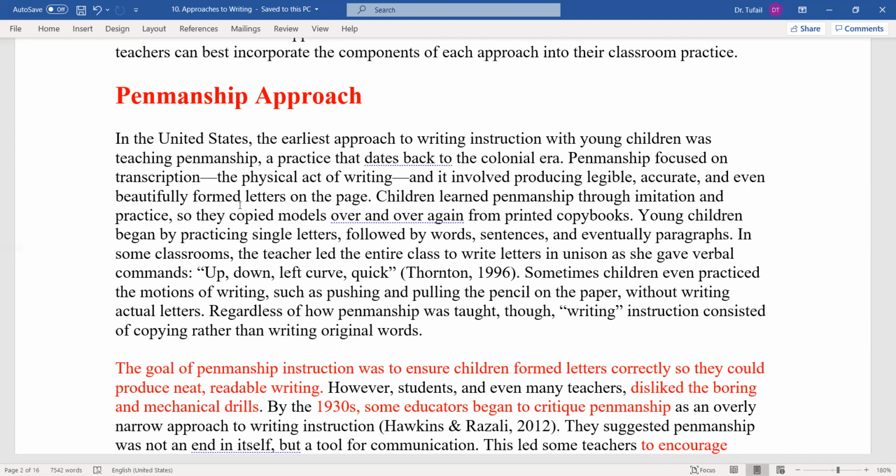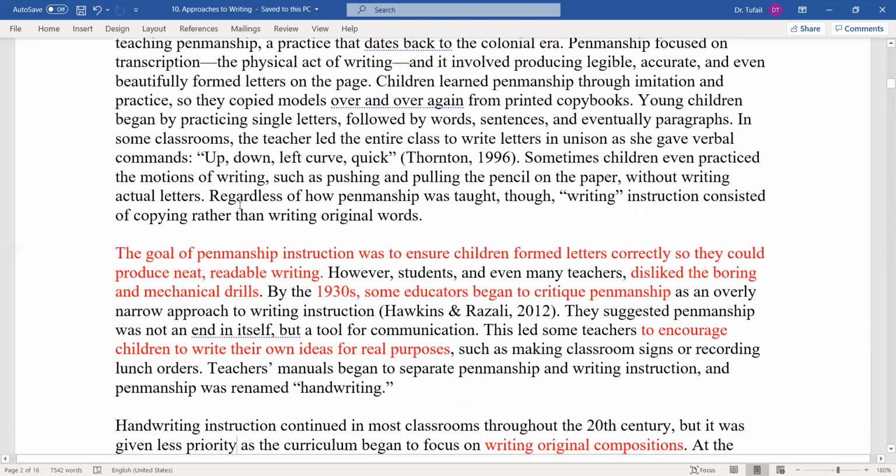So they primarily focused on the handwriting skills of a writer, so that it could be readable, neat, and produce something we can understand. However, students, and even many teachers, disliked the boring, mechanical drill. But what happened in 1930? Educators began to critique penmanship. They believed that we don't need this too much, because technology is improving and other means of writing are developing.